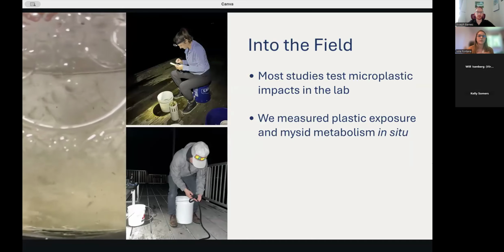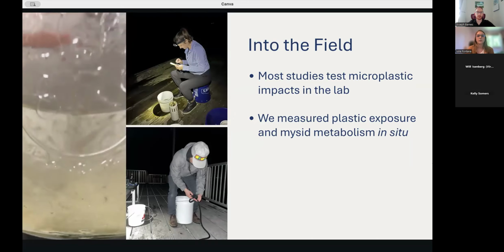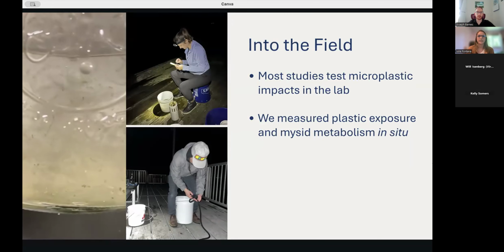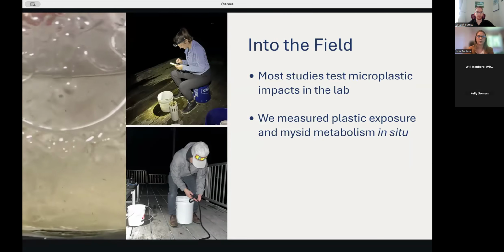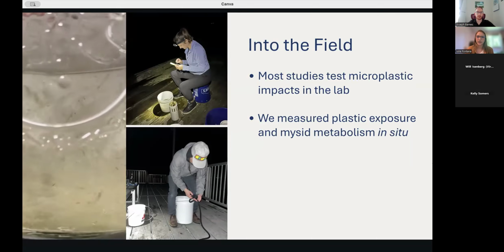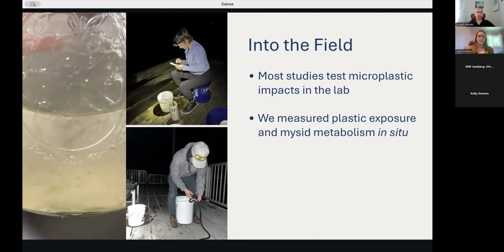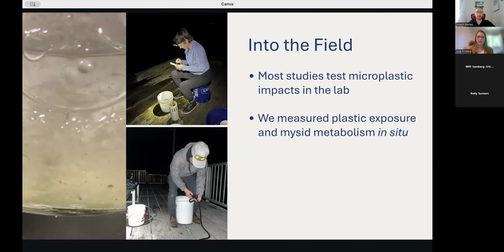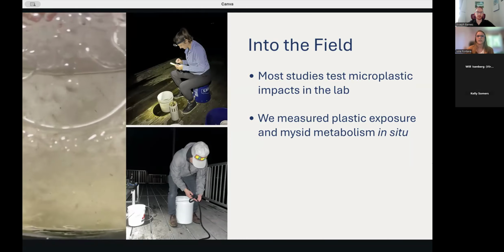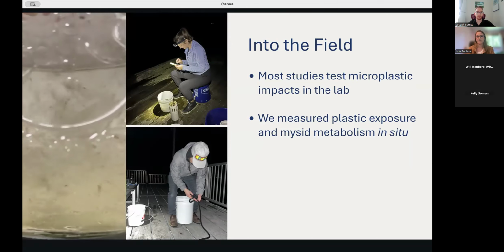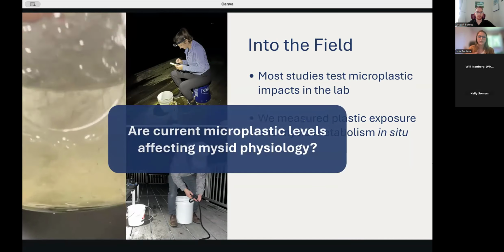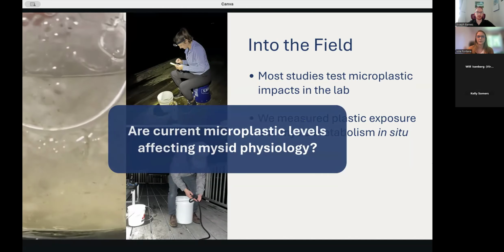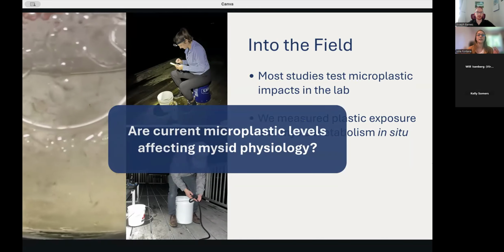And so we took this into the field. Most studies end up testing microplastic exposure or impacts in the lab and dose their animals with plastic that way. However, we wanted to see kind of the opposite of that. We wanted to see what it's like in the field at that time and what the plastic is like there. Is it impacting mysids now? And so that brings us to our question: are current microplastic levels affecting mysid physiology now?